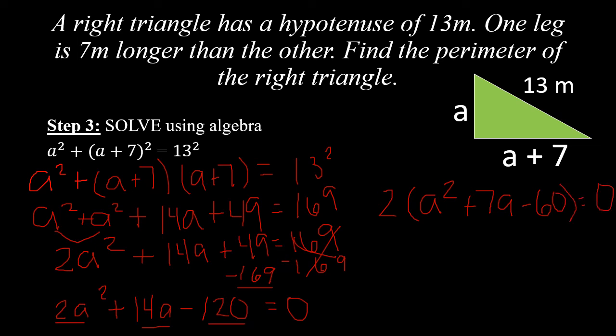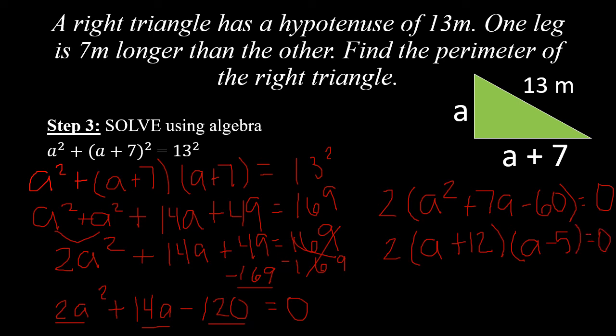We're going to use the AC method to solve this. So we're looking for factors of negative 60 that add to positive 7, okay? So that's going to leave us with 2 times (a plus 12)(a minus 5), right? Those factors were 12 and negative 5, equals 0.